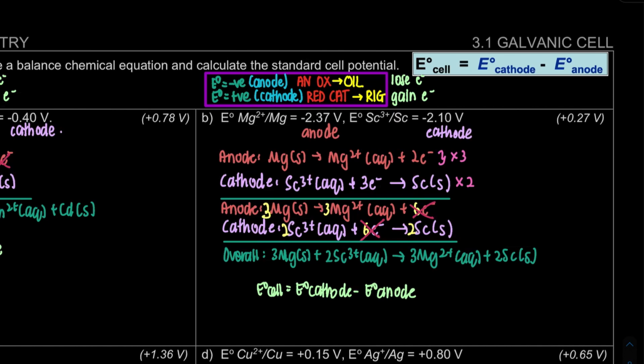Okay, tapi yang sekarang ni, untuk standard cell, kita masukkan sahaja value dia. And the value will be positive 0.27 volt. Okay, so that is for question B. Okay, so the equation, sekarang ni tak perlu hafal apa benda. Based on the value, kita kena write down the equation. Kalau tak dapat, kita try and error lah, check.